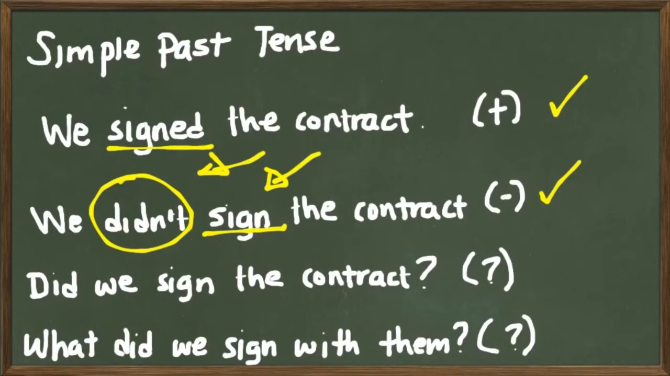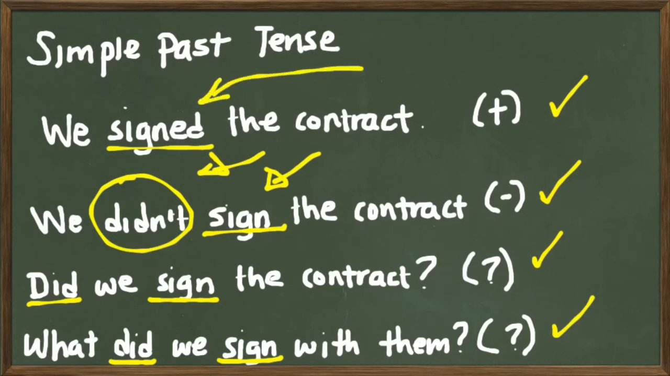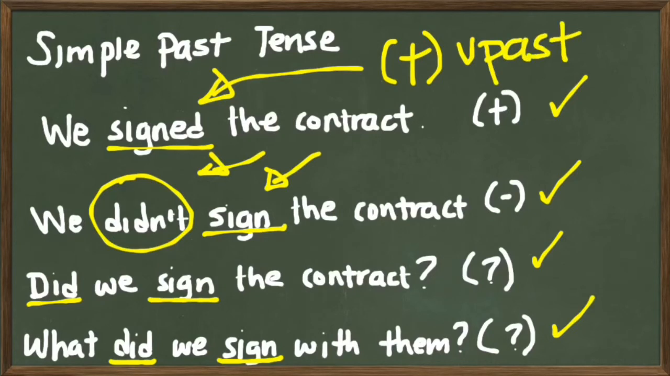Same happens with the questions. For example, did we sign the contract? Notice that the verb is in simple form, as well as in what did we sign with them? As long as the auxiliary did or didn't is present, we will always have a verb in simple form. Don't forget this, it is quite important. Only in affirmative do you use the verb in past. Only, don't forget that. I'm sorry to repeat it many times, but this is something we make a lot of mistakes with.